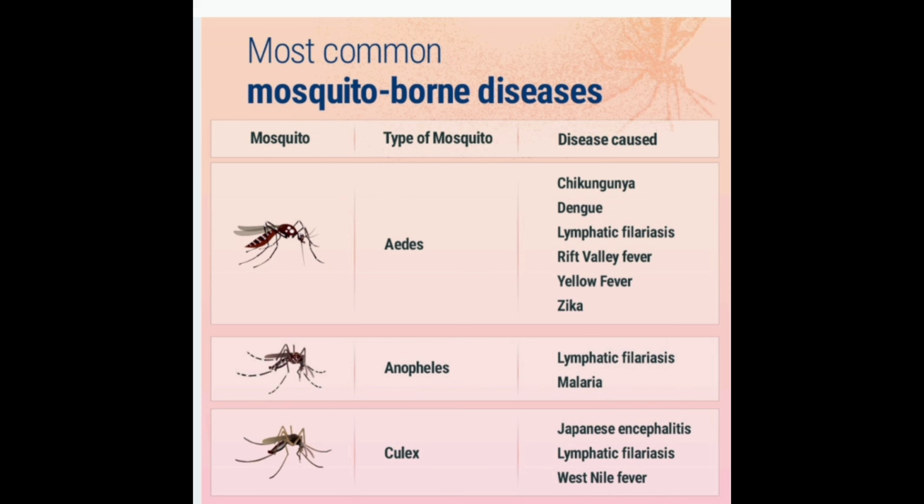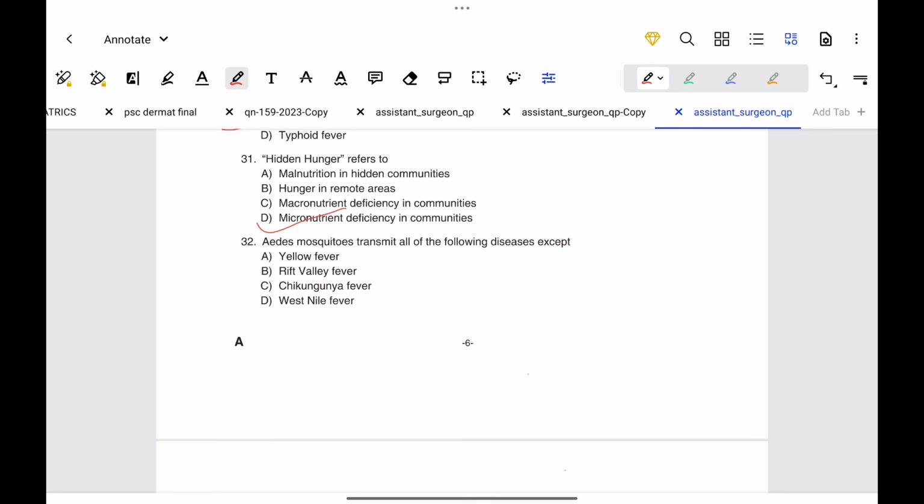Aedes transmits chikungunya, dengue, lymphatic filariasis, Rift Valley fever, yellow fever, Zika virus. Anopheles will transmit lymphatic filariasis and malaria. Culex will transmit Japanese encephalitis, lymphatic filariasis and West Nile fever. Aedes will transmit all disease except West Nile fever.